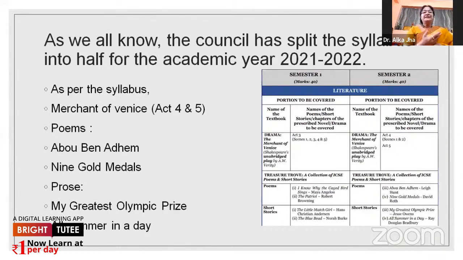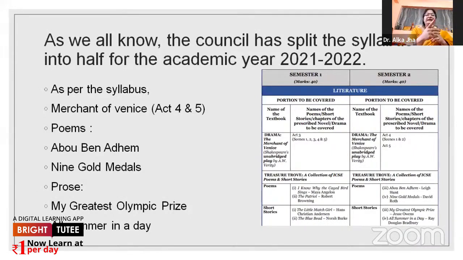Once again, the same repetition. You can see the split syllabus tells you over here. We have the first semester also. This is just for your reference, but we are not going to dwell on that anyway. So we will just deal with that. Over here, Abu Ben Adam and Nine Gold Medals, the poems, please make them read over and over again. They have the advantage of the bifurcated syllabus, so constant repetition will help them to reinforce the entire thing. Merchant of Venice.